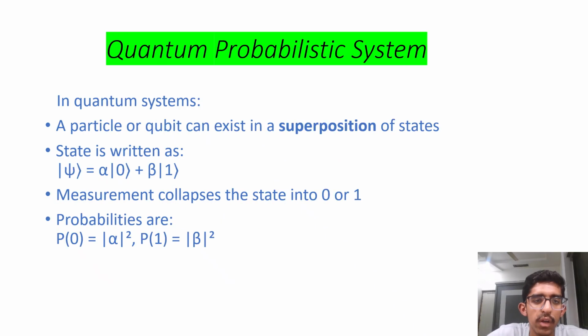And the third type of system is the quantum probabilistic system. In quantum systems, a particle or qubit can exist in a superposition of states. The state can be written as |phi> = alpha|0> + beta|1>. Measurement collapses the state into 0 or 1. Probabilities are P(0) = |alpha|^2 and P(1) = |beta|^2.